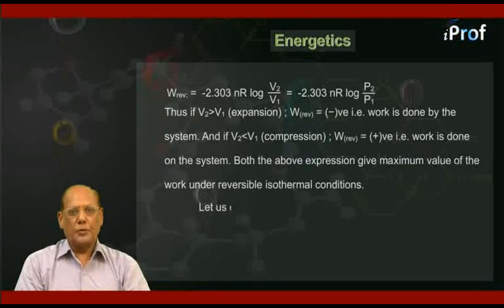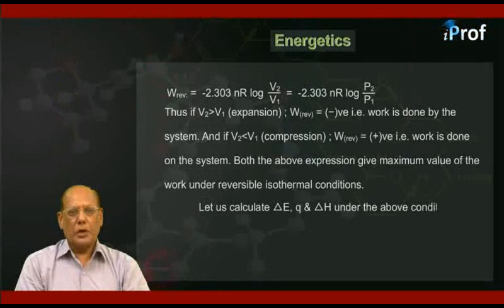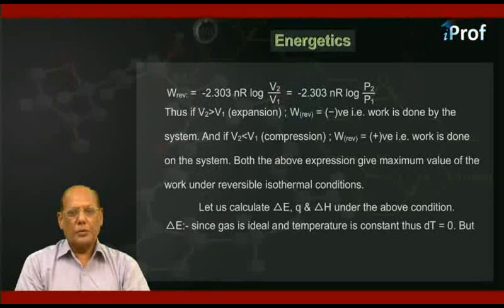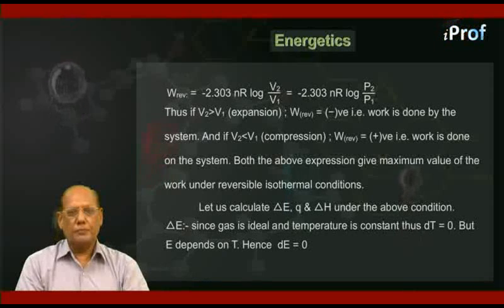Let us calculate delta E, Q and delta H under the above condition. Delta E. Since gas is ideal and temperature is constant, thus dT is equal to 0. But E depends on T, hence dE is also equal to 0.